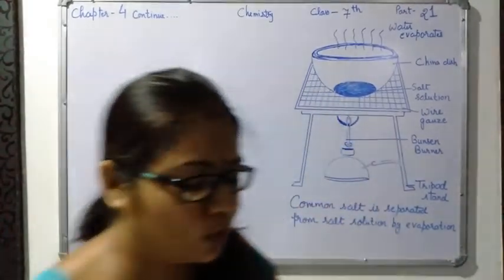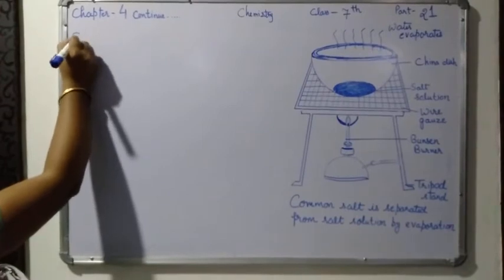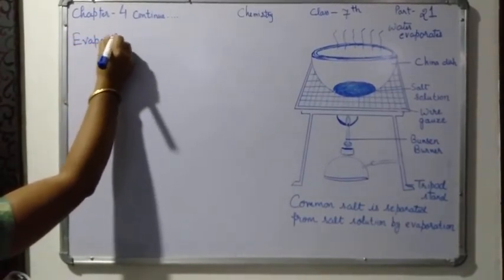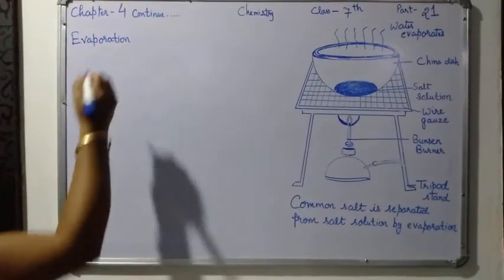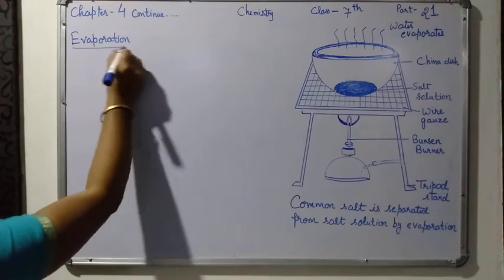My topic is evaporation. Now I am going to explain evaporation. In my previous video, I explained the need for separation of the components of mixtures and separation techniques, and the different types of separation techniques to remove harmful substances from a mixture. So the very first method is evaporation.